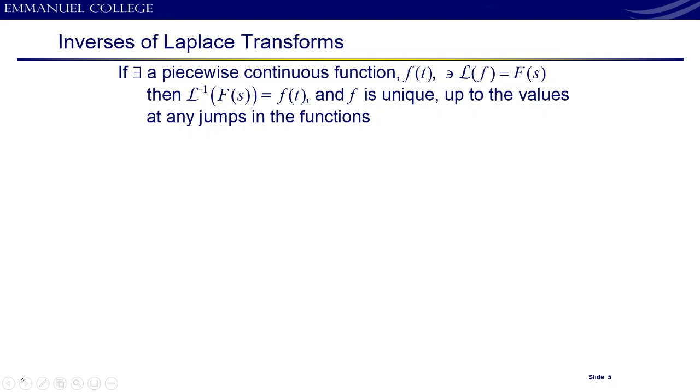If a jump occurred, and you knew what the function was at the time the jump occurred, you could actually sort it out. But for most functions, you probably won't be able to. You'll be able to get a general function, but you would just say, this is the inverse Laplace transform up to any discontinuity.